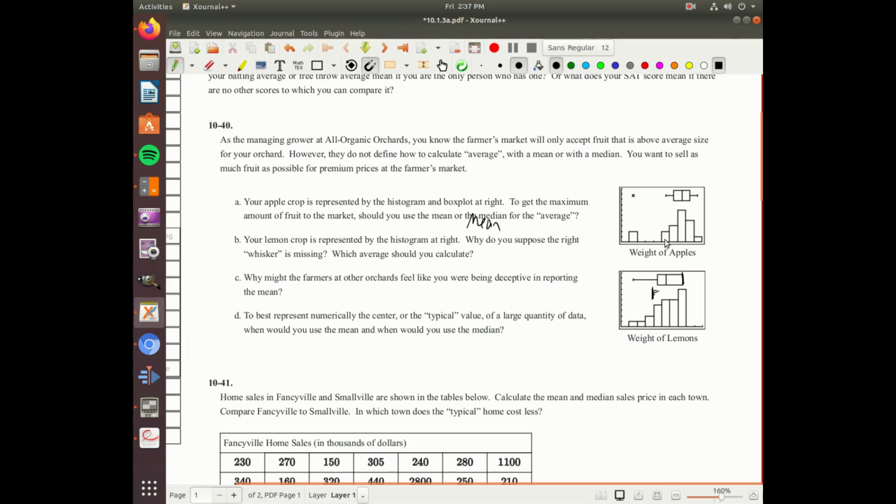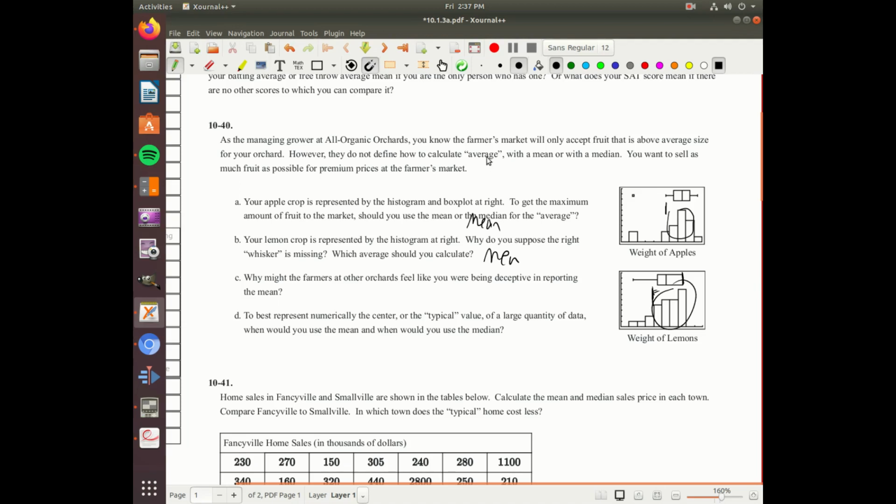So again, the idea, I'm guessing my mean is going to be here, which will allow me to bring more fruit. If my mean is here, I'm going to be able to bring more fruit. So again, I would say the mean. Now, why might the farmers at the other orchards feel like you're being deceptive? Me and the book very much disagree. I don't think I am being deceptive.